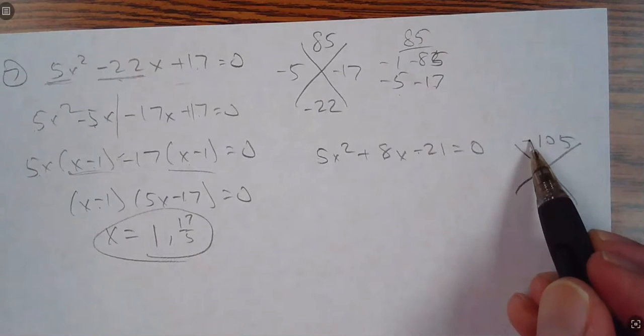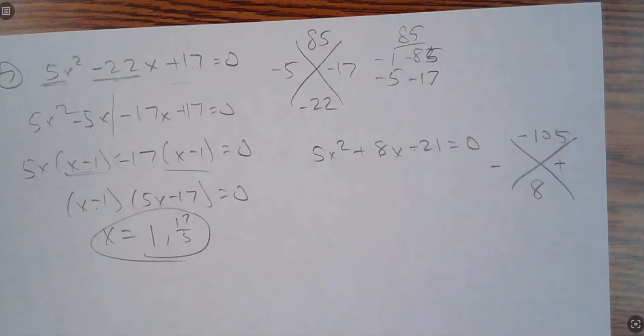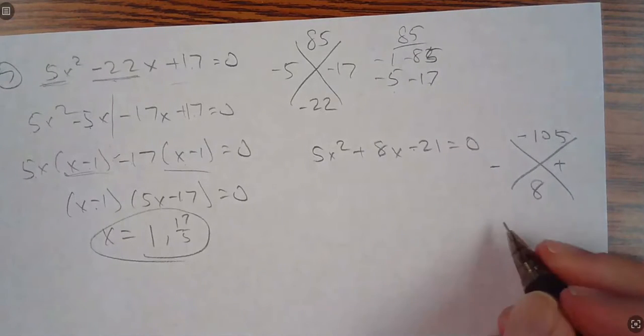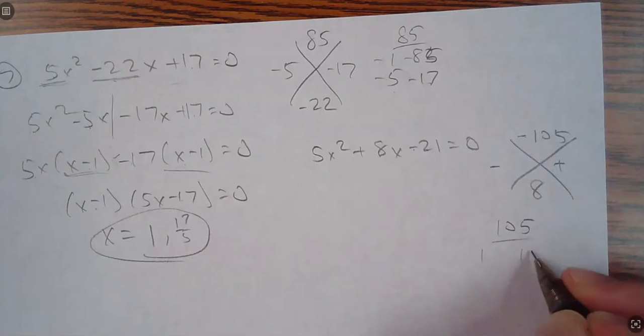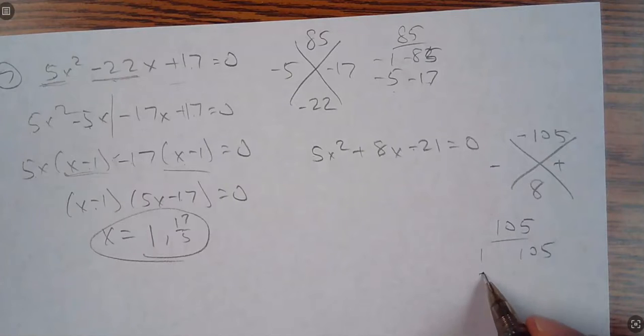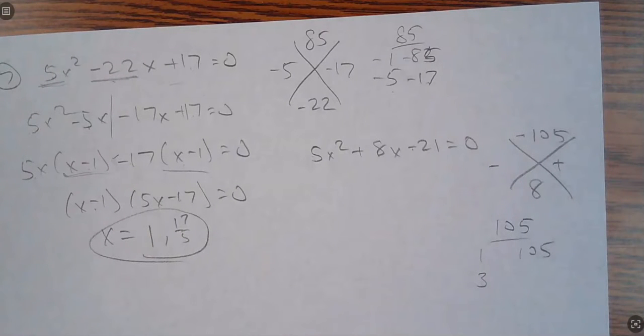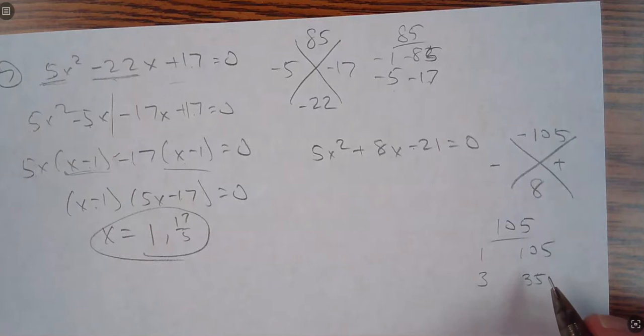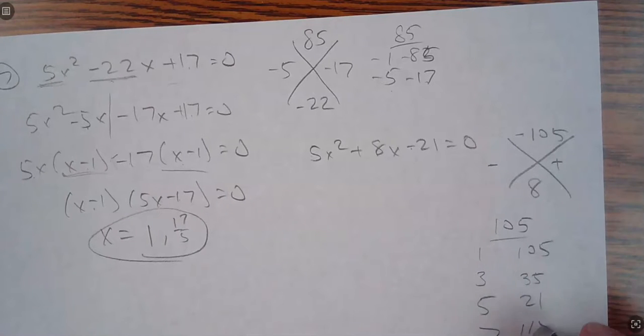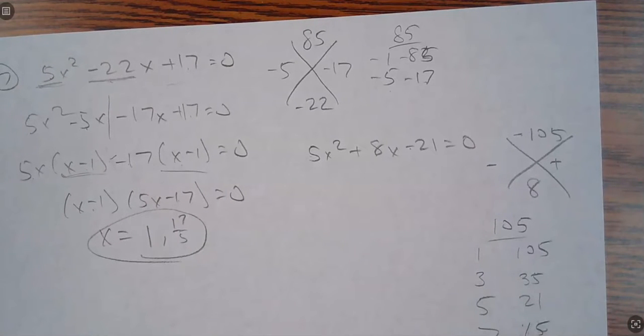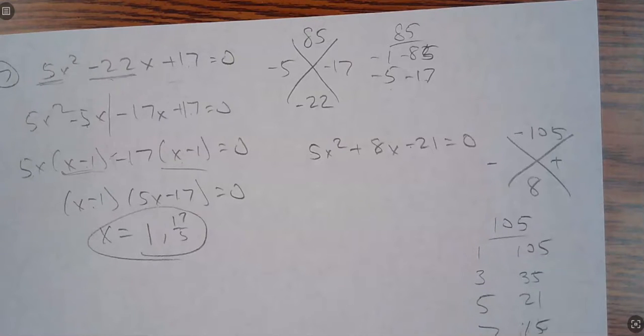Now, if it's a negative, that means one of them's negative, one of them's positive. If it's a negative product, I keep that in mind, which means these two factors are going to be 8 units apart. So do all the factors of 105. So 1 and 105. 3 is going to go into it, actually. Yeah, 3 will go into it 35 times. 5 goes into it 21 times. 7 and 15. And that's it. Yep, those are all the factors.